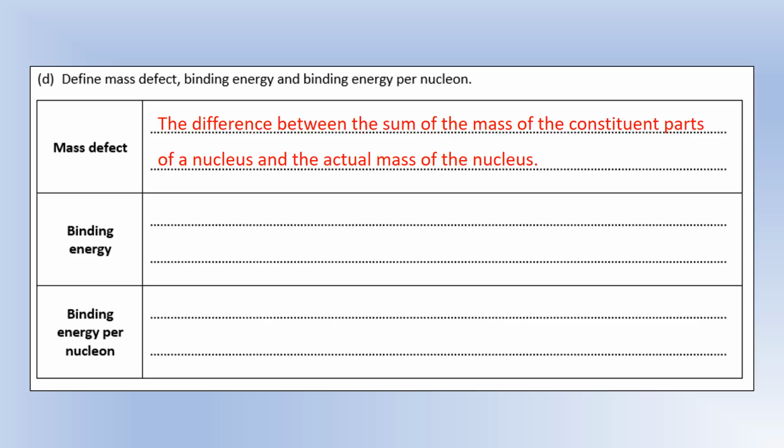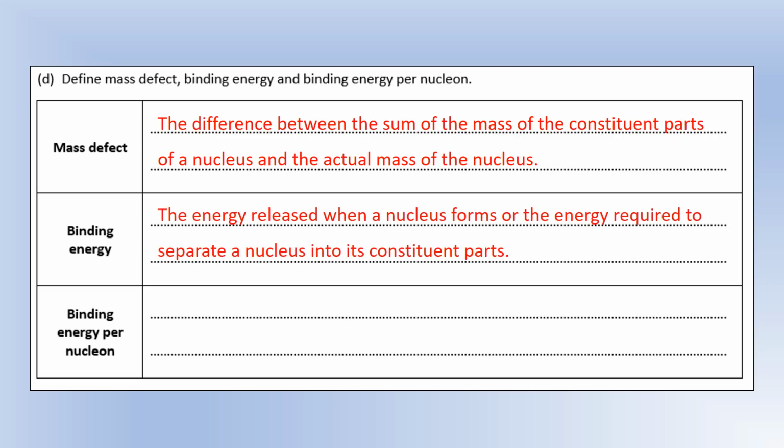So we've seen from the previous slide that if the mass goes down, that process must therefore have released some energy, and that's what we call binding energy. So the energy released when a nucleus forms is binding energy, or the energy you have to put back in to increase its mass again up to the value for the separate parts is also the same value.